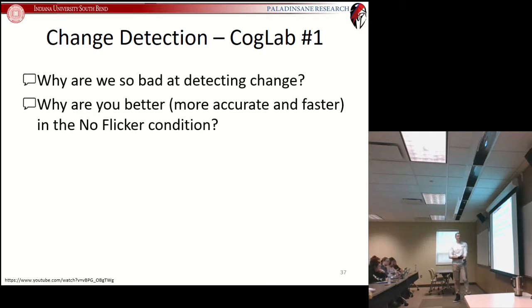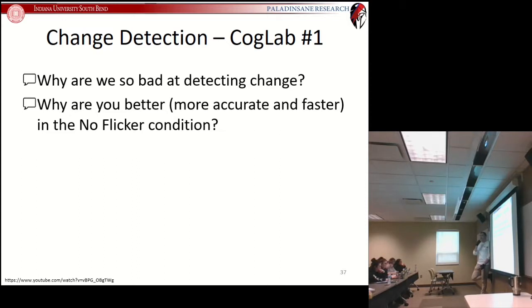So why are you better, more accurate, and faster in that no flicker condition? Why is it that when those two images are alternated one after another with no gray box in between, do you think we're faster at detecting those changes? Movement. It made it look like movement without the box in between. So I was able to recognize it because it looked like part of the picture was moving. But with the gray box, it was a delay. So I see the gray box and then I see the movement. So it's like an extra step.